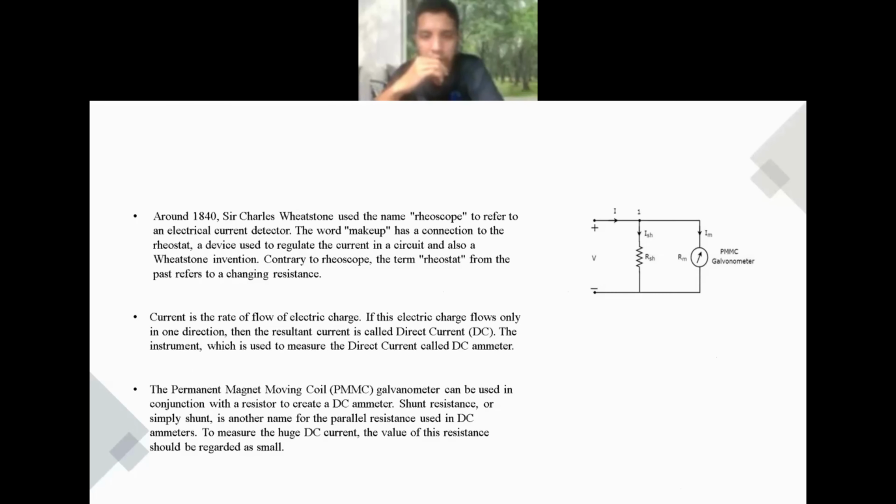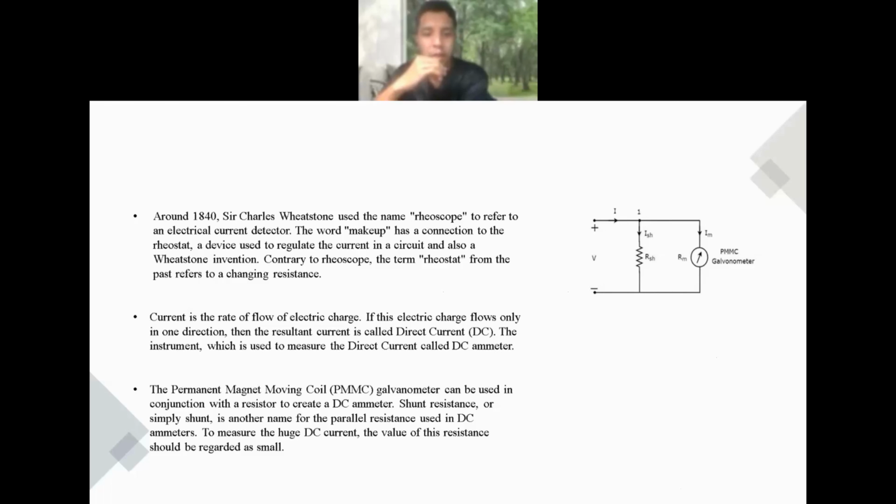Around 1914, Sir Charles Wheatstone used the name rheoscope to refer to an electrical current detector. The word makeup has a connection to the rheostat, a device used to regulate the current in a circuit, and also Wheatstone's invention. Contrary to rheoscope, the term rheostat refers to a changing resistance.